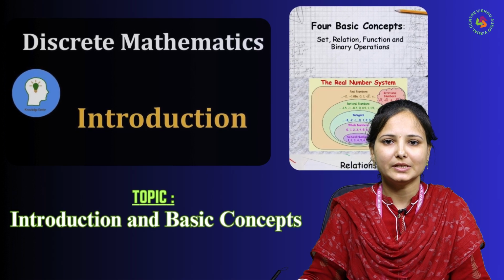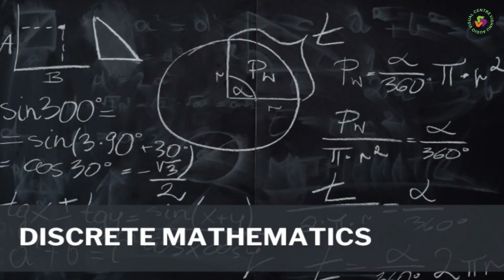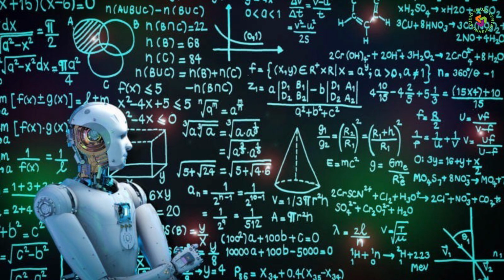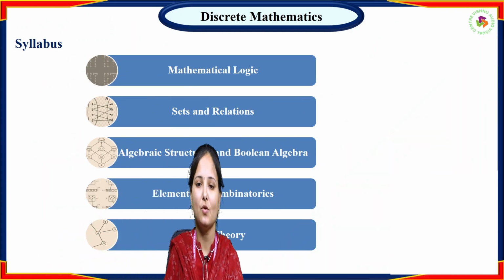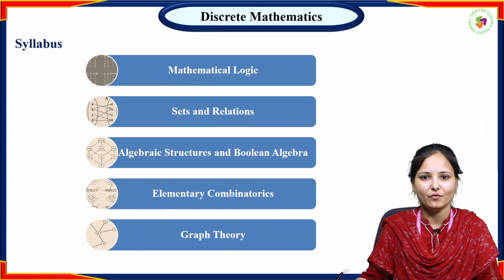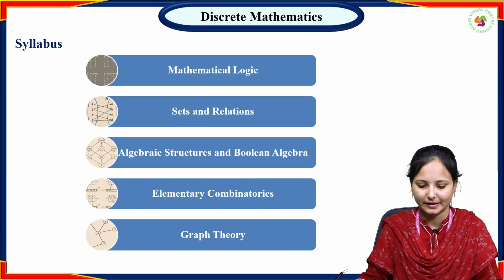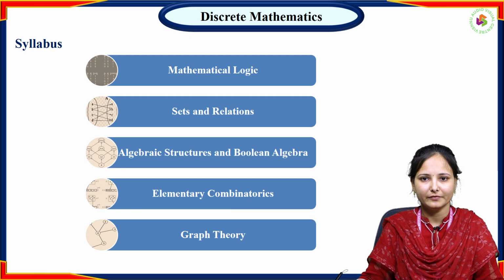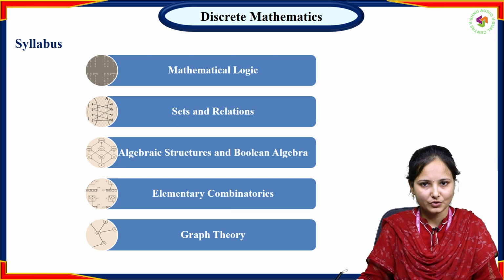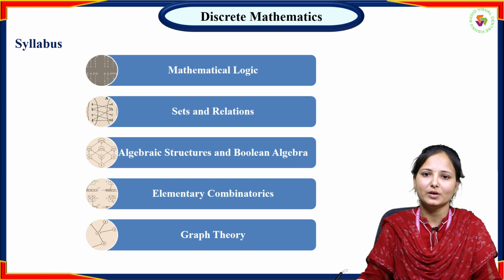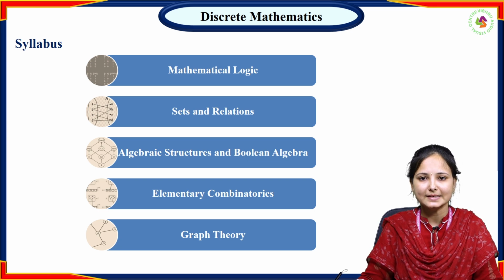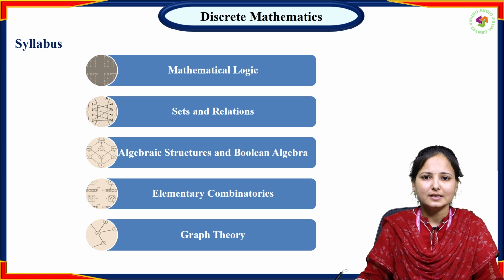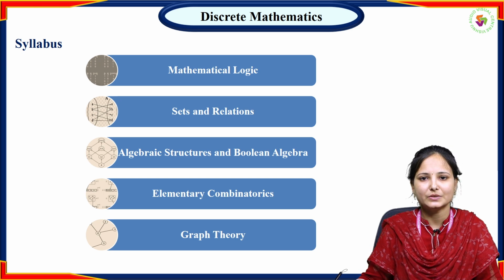Today I am going to deal with the course Discrete Mathematics, with the topic Basic Introduction to Discrete Mathematics and the basic concepts in Discrete Mathematics. So what is discrete mathematics and what are the topics under it? Here we have different topics such as mathematical logic, sets and relations, Boolean algebra, algebraic structures, elementary combinatorics and graph theory. These are the topics or syllabus we have under the discrete mathematics course.